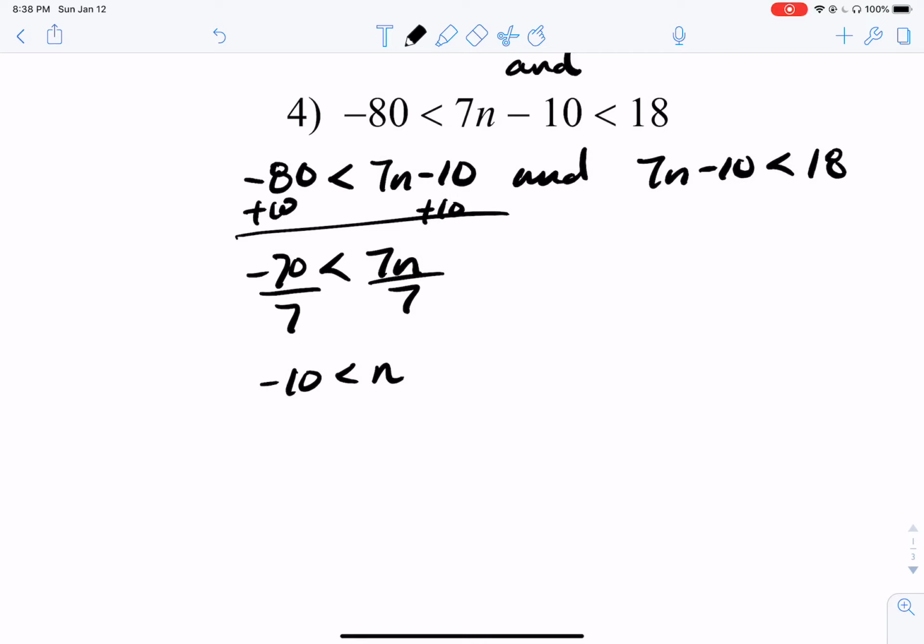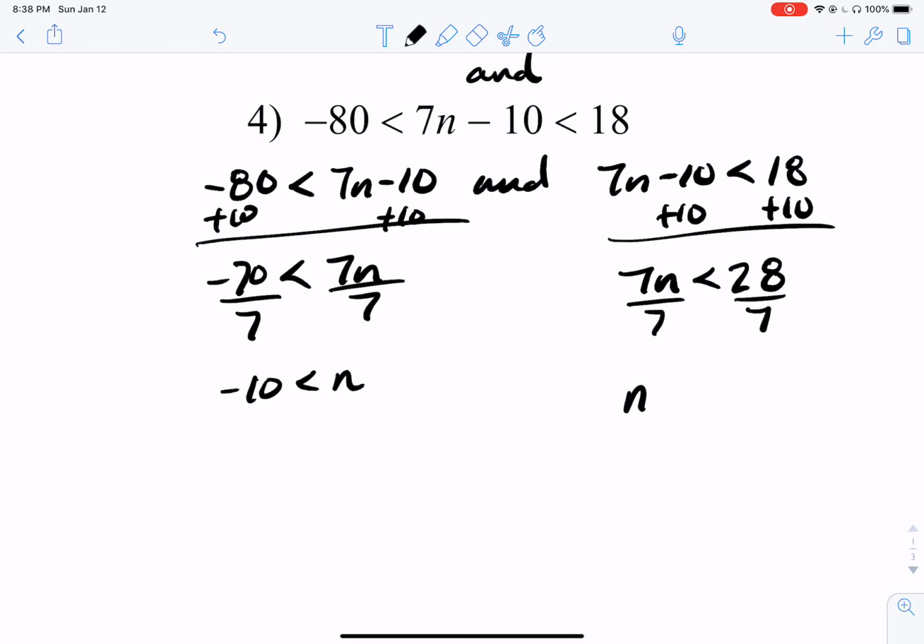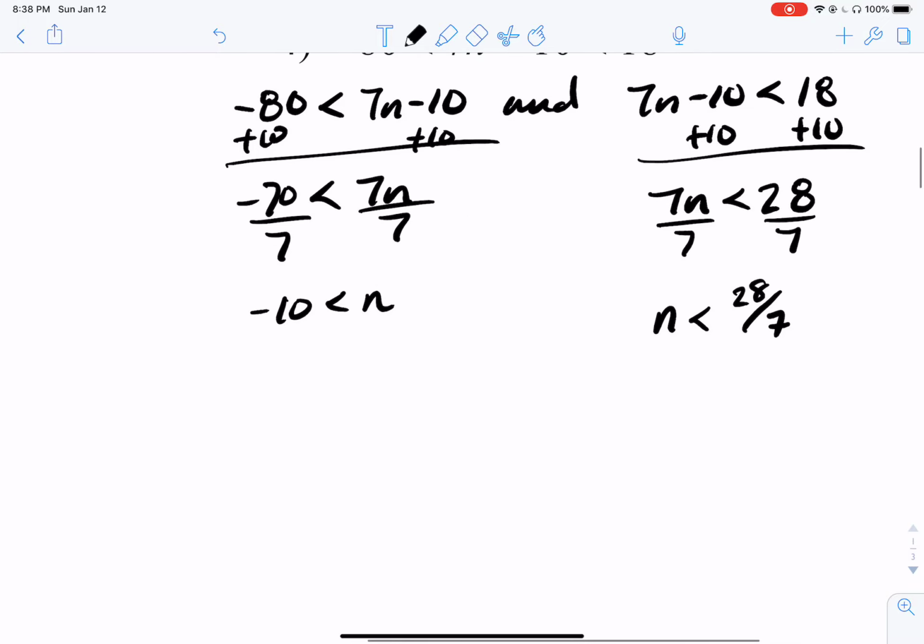So for the other inequality, we're going to again add 10 to both sides. 7n is less than 28. We're going to divide by 7, and n is less than 28 divided by 7.